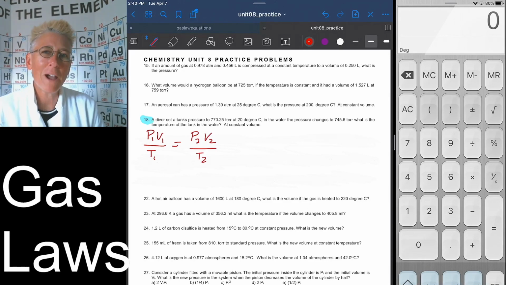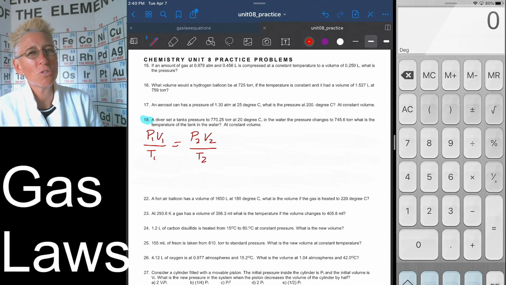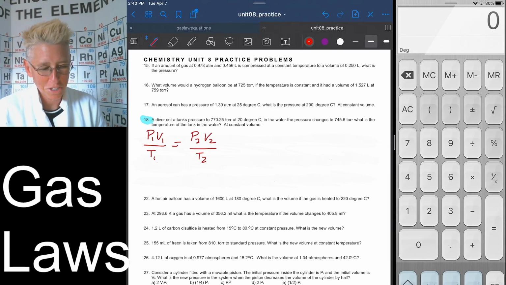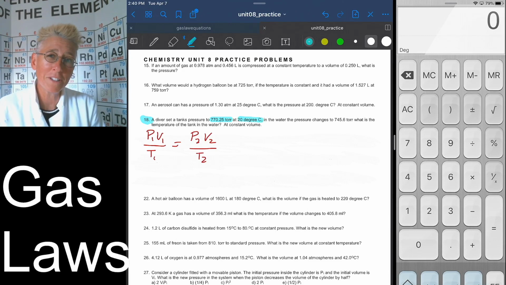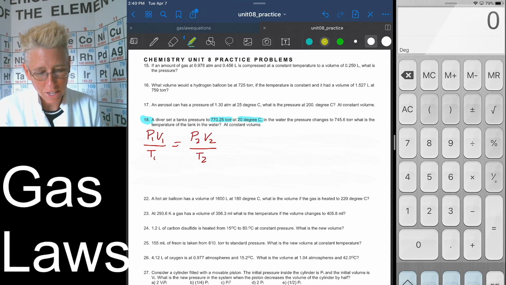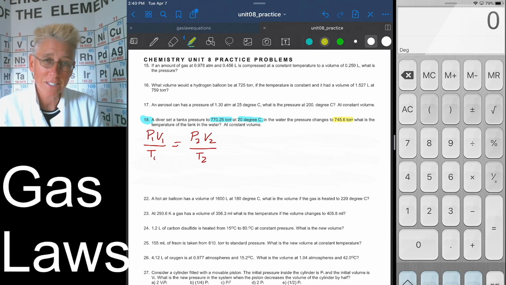And you know you have a combined gas law calculation when you have two sets of conditions given, as we see in number 18. In number 18, a diver has a set tank pressure at 770, and I'm going to highlight that, torr at 20 degrees Celsius. So there's one set of conditions right there. And if the water pressure changes to now a second set of conditions, 746.2 torr, what is the temperature? So we're trying to find the new temperature at that new pressure.